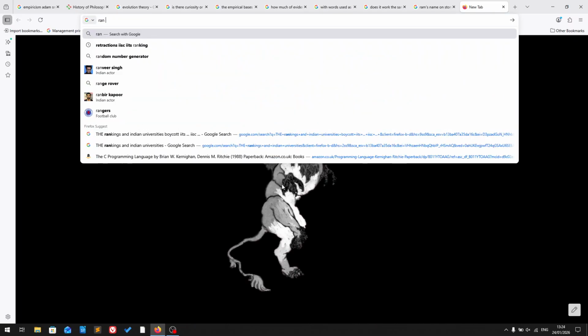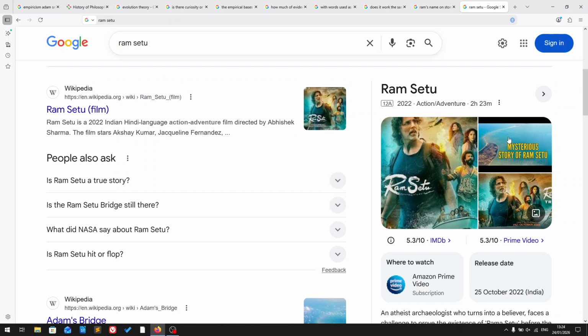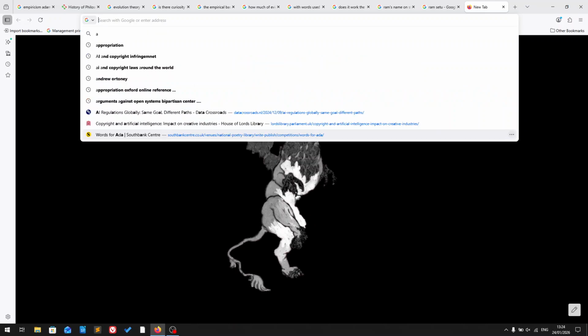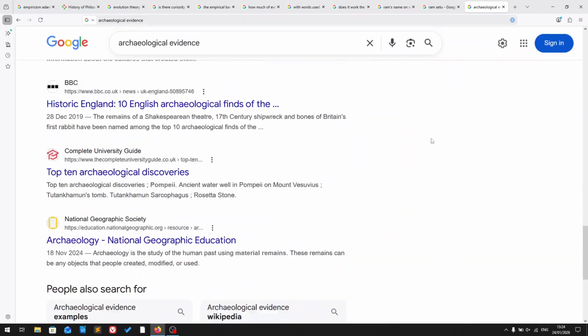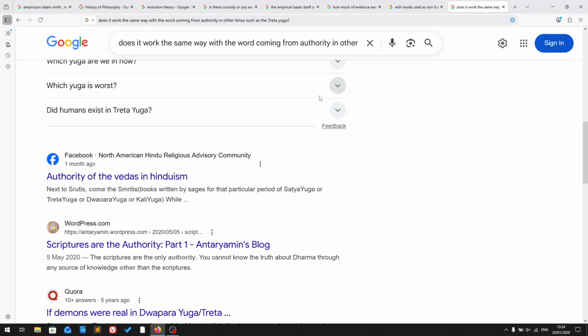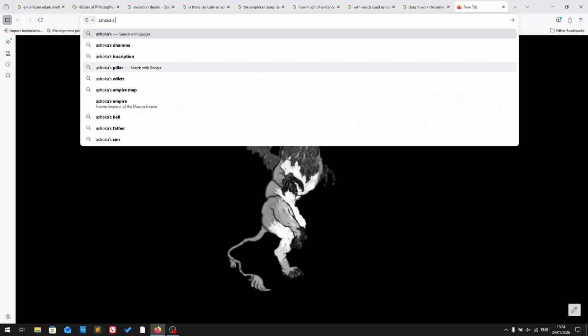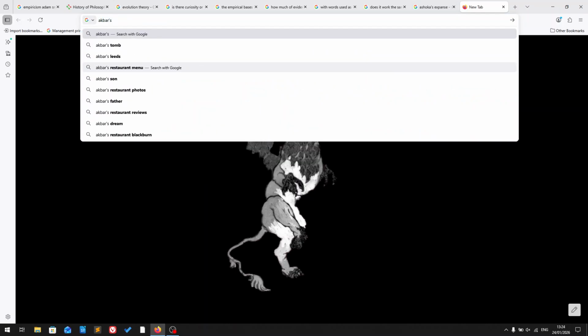Ram Setu, by the way, it's not the first time I'm talking about it. There is a very good example of evidence. So, how you prove archaeological proof, archaeological evidence, and so on. That kind of thing. Anyway, I have already mentioned Ramayana before. So, does it work the same way with the word coming from authority, other times such as the Treta Yuga? Okay, you could talk about Ashoka's expanse. You could talk about Akbar's secular rule.